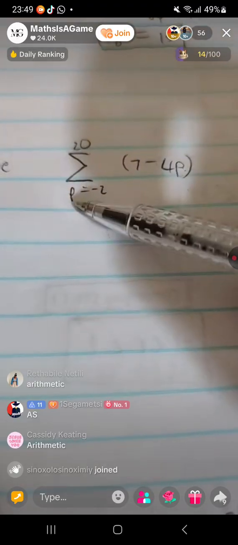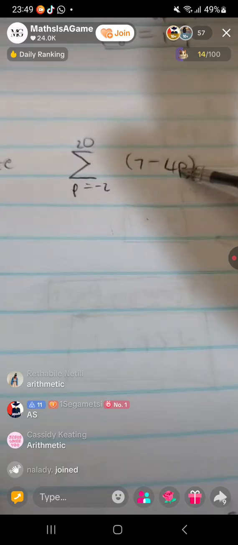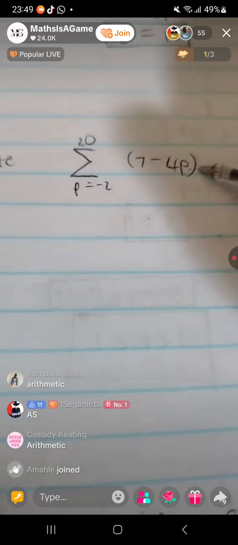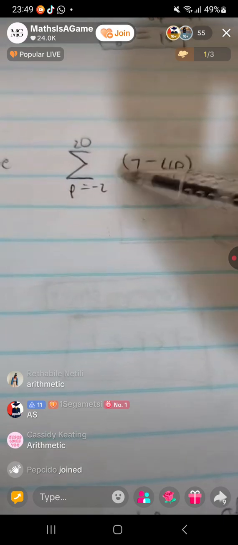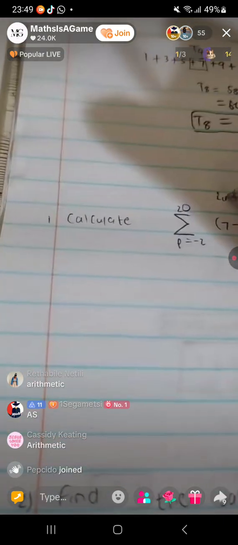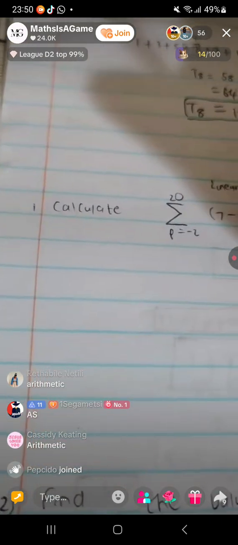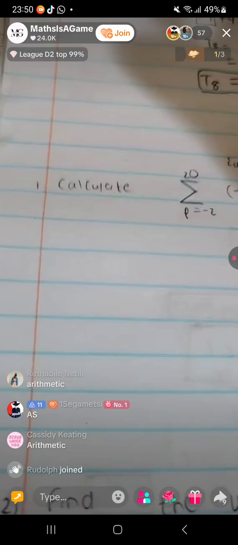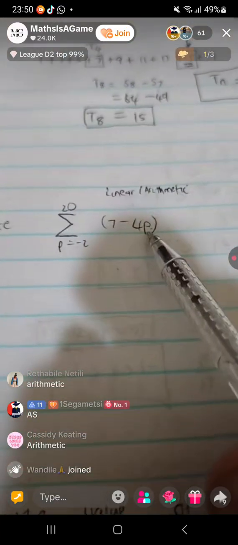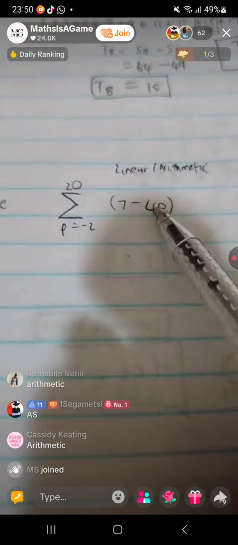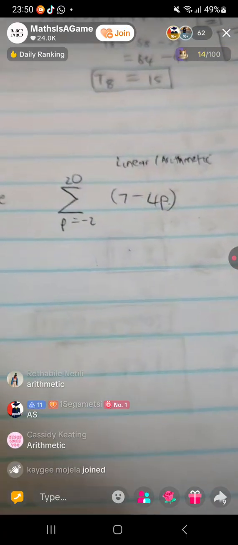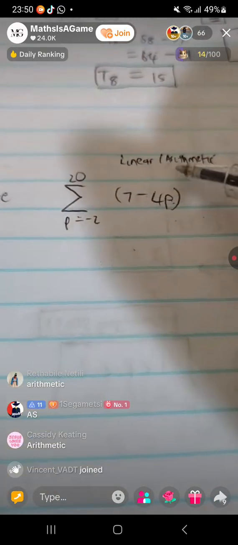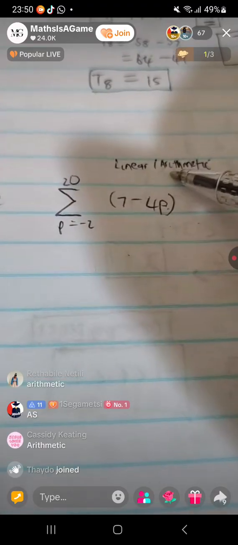Look at p, look at the variable. Where is it? It is multiplied by a coefficient, so that speaks of linear. A linear sequence is the same thing as arithmetic. So take note, guys, whenever the exponent of the variable is 1, then that means it is linear.